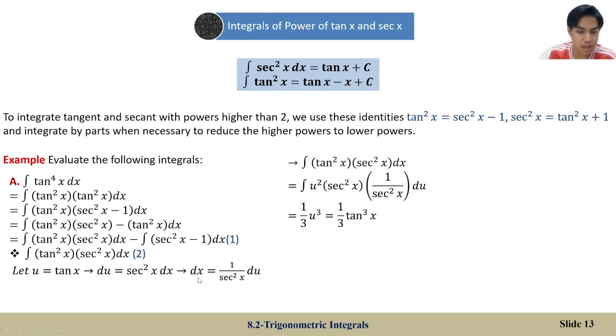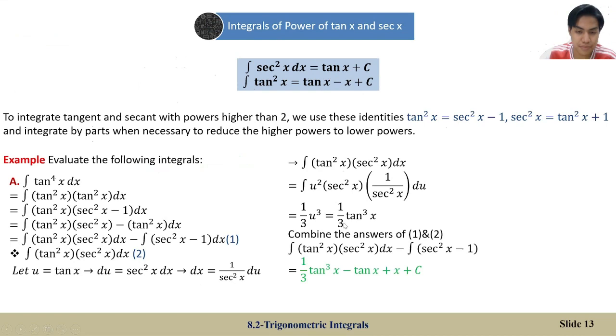When we plug dx into equation number 2, we'll be able to eliminate secant squared x from the integral. Therefore, we have only u to the power of 2 left. From then, just basic integration again: the integral of u squared will be equal to 1 over 3 times u to the power of 3. And then we plug tangent x in places where there is u, and we get this answer right here.